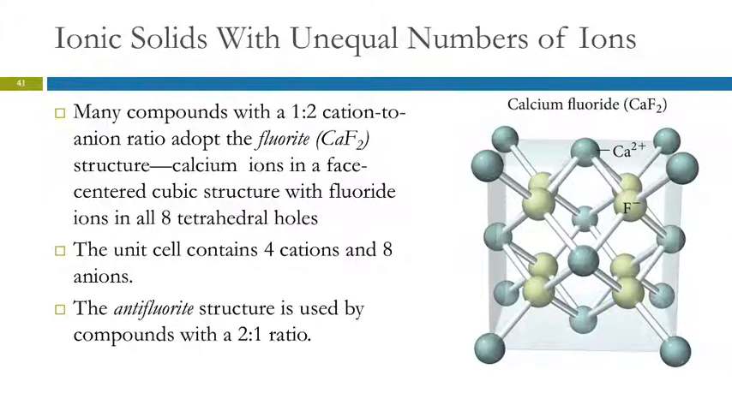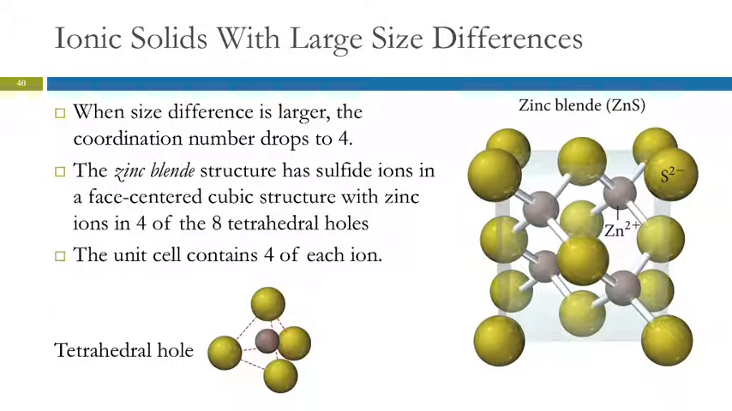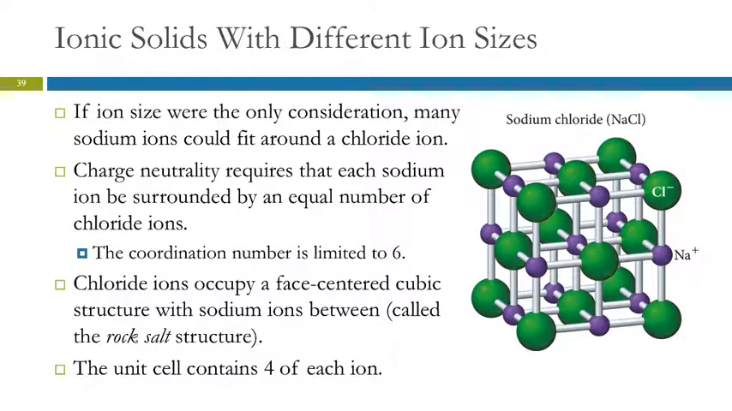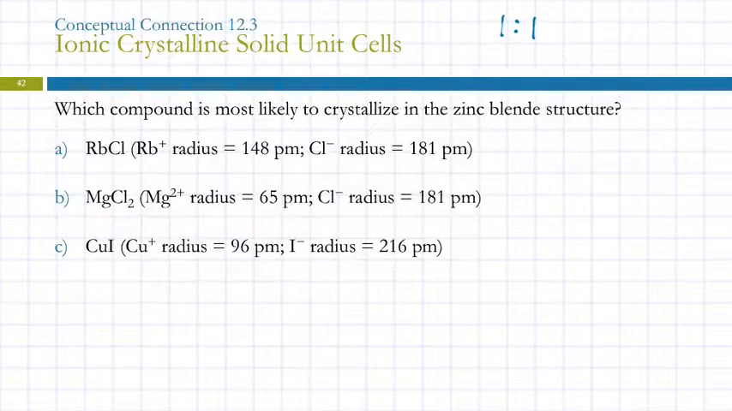Let's go back and look. Okay, so this one was unequal numbers. This is large size difference, zinc blend. So we're looking for large size difference. Rock salt is moderate size difference. So for zinc blend, we're looking for large size difference.